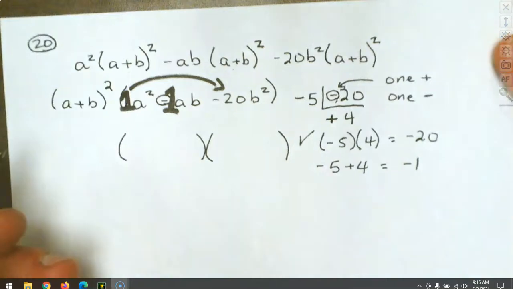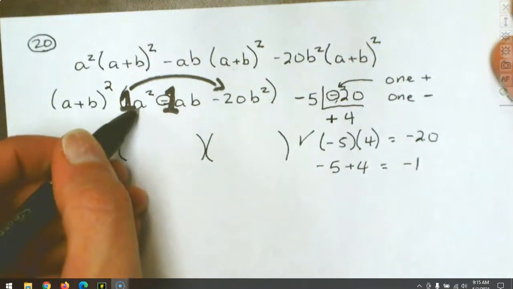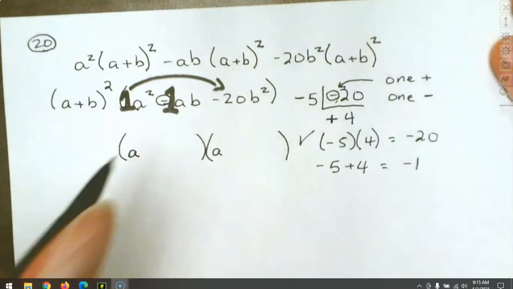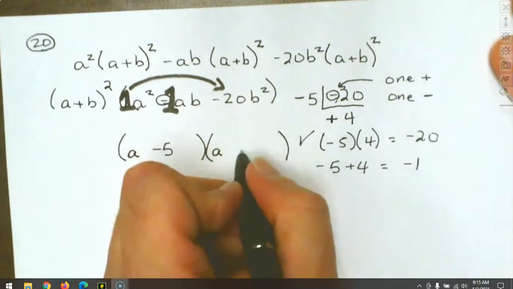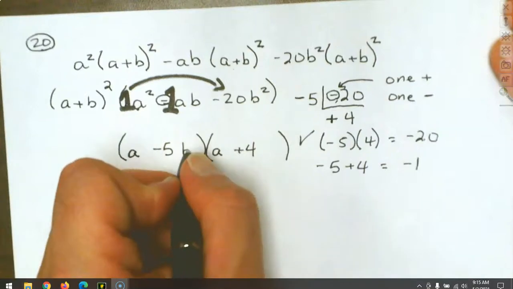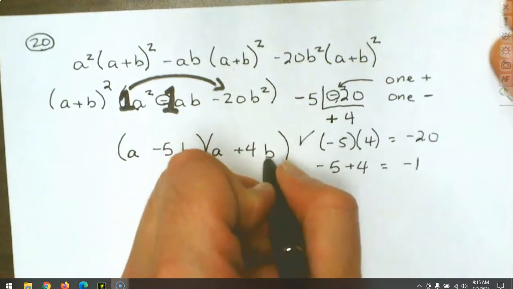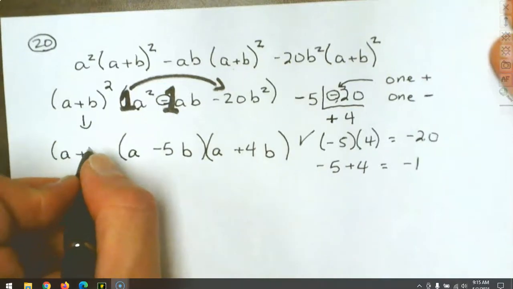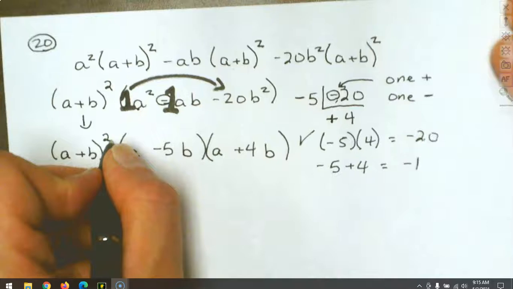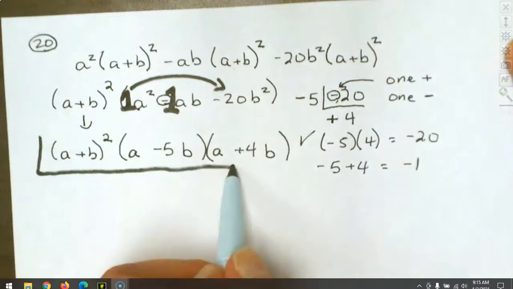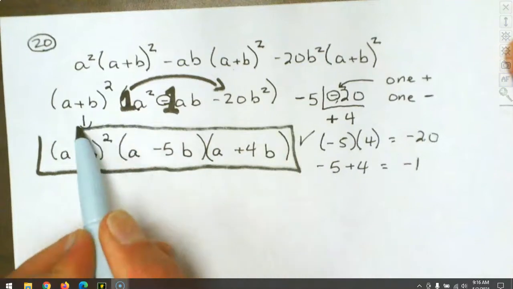So what do we know? What's our beginning variable? A squared, so we split that up into a and a. What are our numbers? Minus 5 and positive 4. What's our ending variable? Ending variable is that b squared, so we split that up into a b and a b. And do not forget to bring down your a plus b quantity squared. That is your final finished answer.